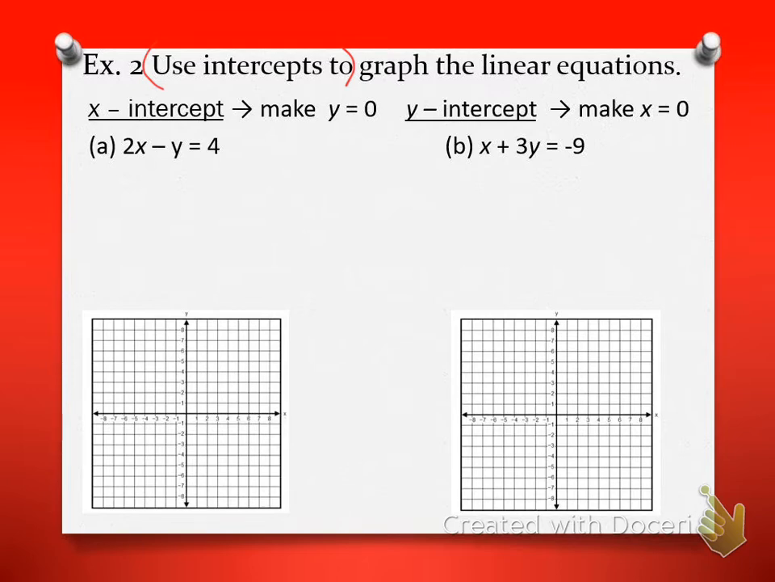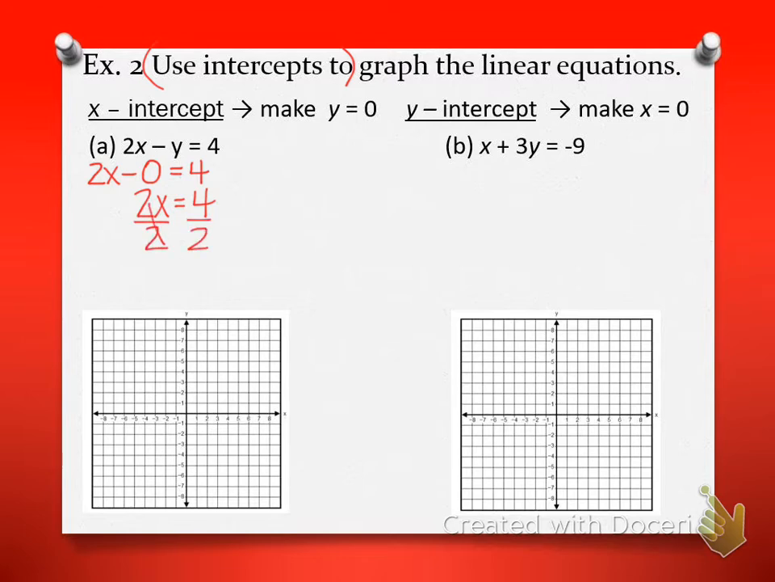All right, so if I want the x-intercept, I'm supposed to make y equal what? 0. So let's do that. Let's take 2x minus, I'm supposed to make y equals 0, and it equals 4. Now, what happens when I plug a 0 in? Do I have that term anymore? No. So what am I left with? 2x equals 4. Awesome. So how do I solve for x? I divide both sides by 2.